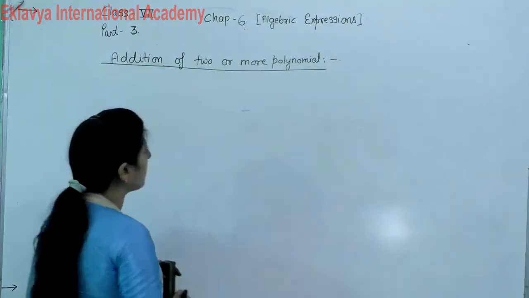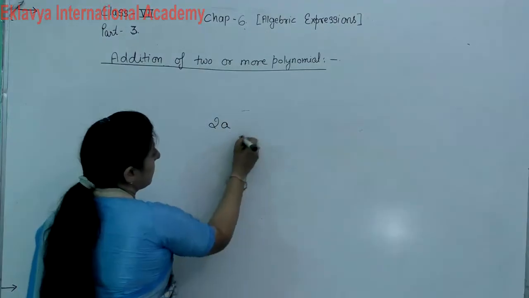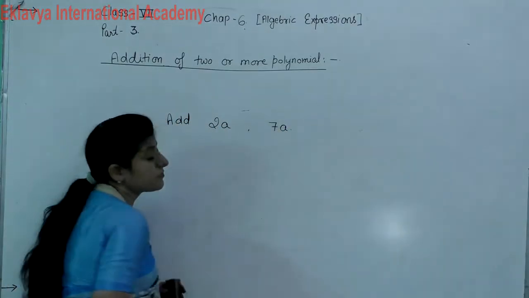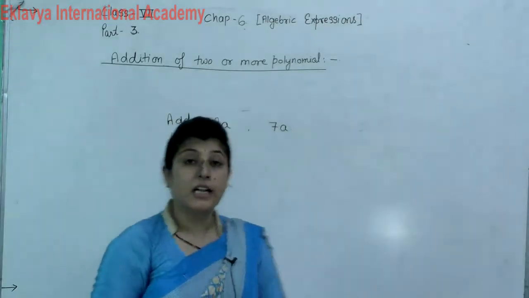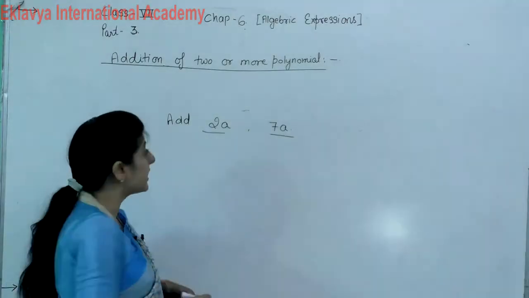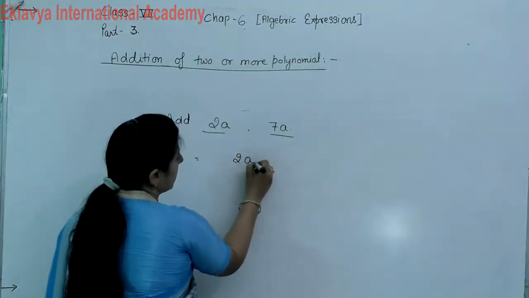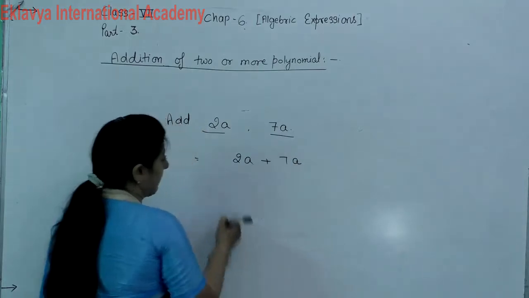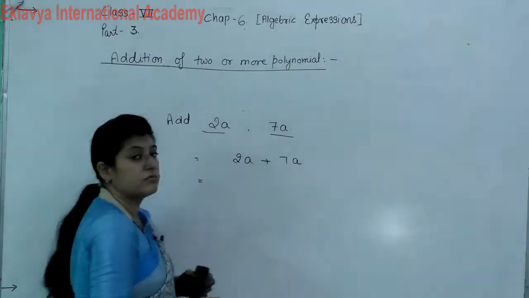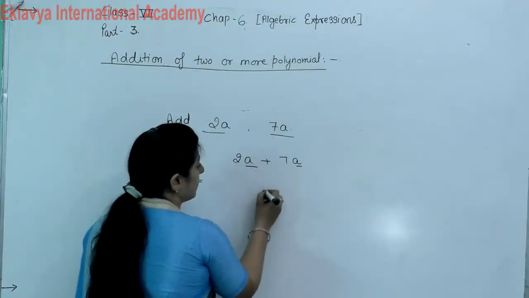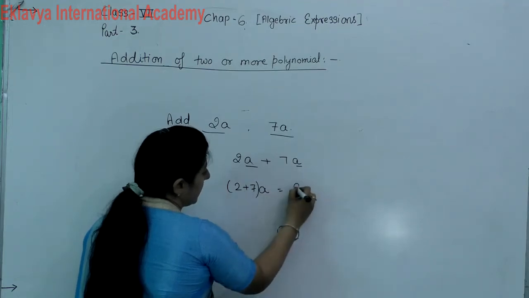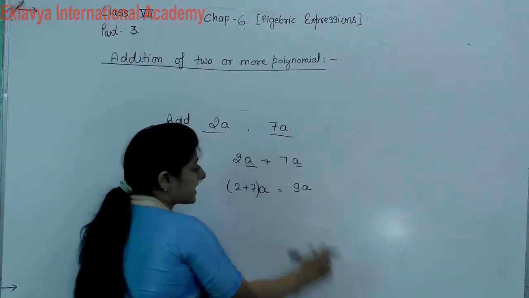Firstly, we take only single-term polynomials. Suppose I write down 2a add 7a. There are two polynomials with only a single term, which means these are monomials. Both are monomials. How to add? We just write down 2a plus 7a. Now the terms are the same, so you can write 2 plus 7 into a, which is 9a, or if you know it, you can skip this step.